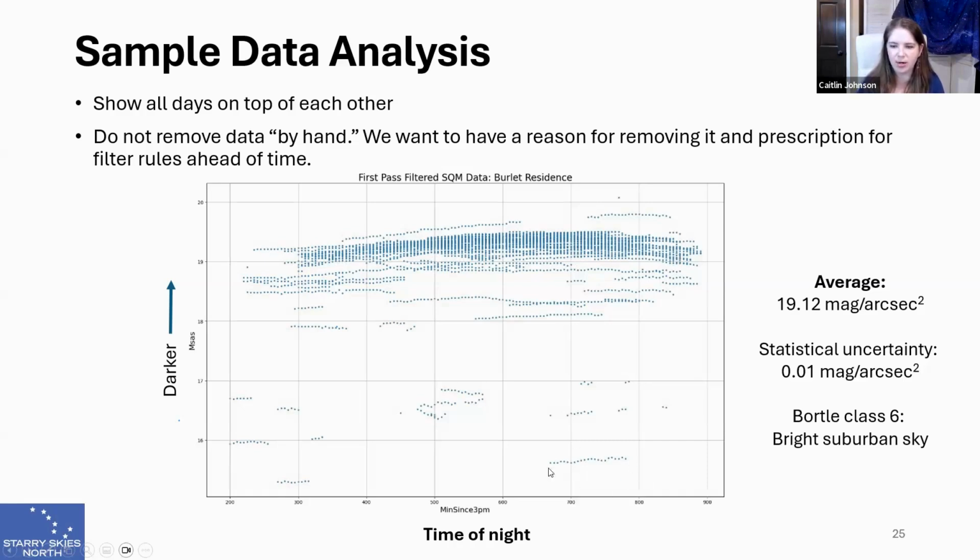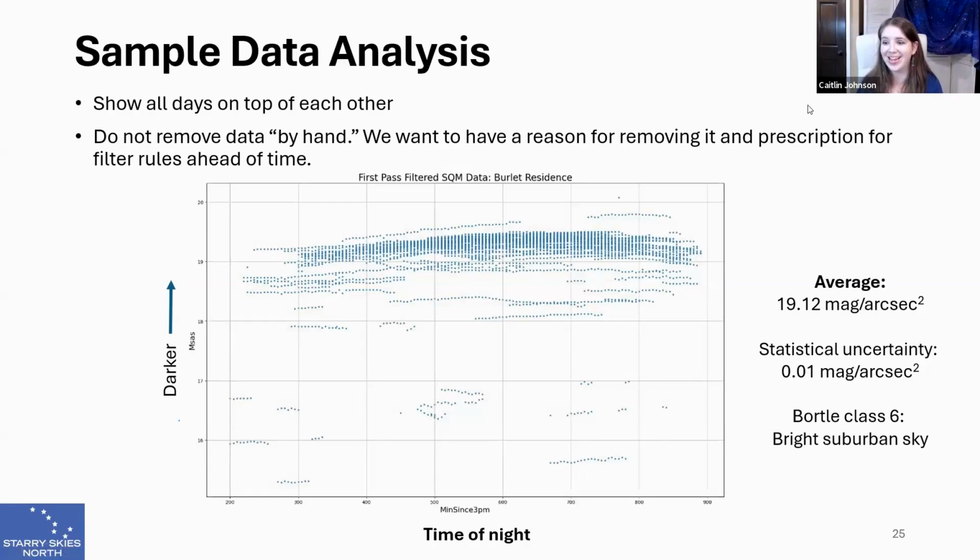You do see some outliers here, and I really want to throw out a word of caution that we're not going to ever remove data by hand. We want to have a reason for removing that and a prescription of those filter rules ahead of time. So if you say, oh, this is a bad day here, these data are bad because it snowed, you can't just remove that one because it snowed. You have to say, okay, we're going to remove that one because it snowed, I don't know, 2 feet. You're also going to have to look back through your data and remove every day where it snowed 2 feet. So you need to think that through and not be cherry picking data, of course.